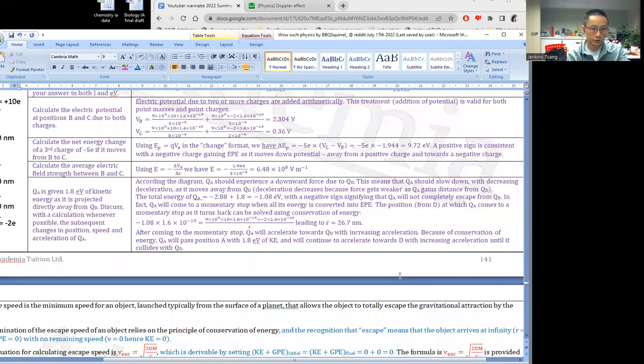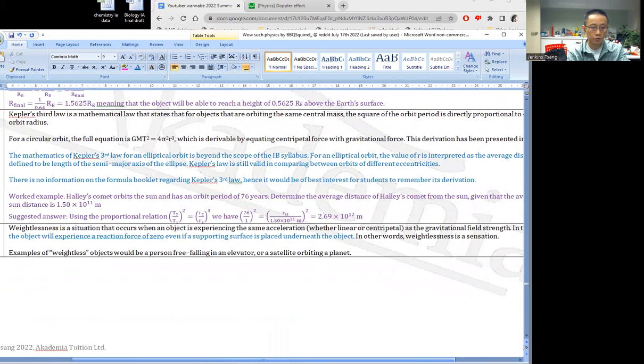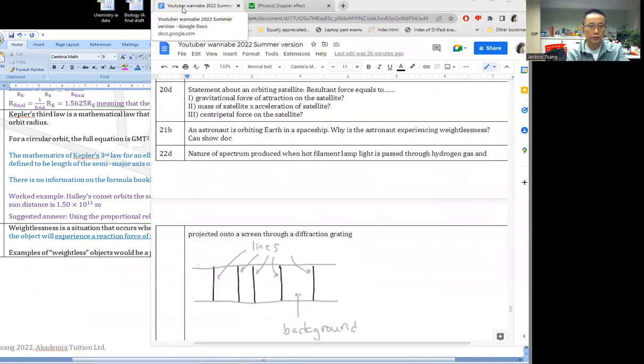The explanation is here. In a situation where the object experiences the same acceleration as the gravitational field strength, the object is weightless because there will be no reaction force even if you try to place a supporting surface underneath the object or the person. So the person is not truly weightless. It's just that the person would not be able to feel their weight. And the answer to this question is choice B, which says that the acceleration of the astronaut is the same as the acceleration of the spaceship.